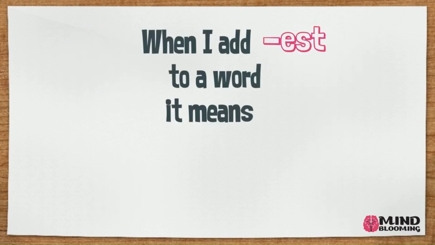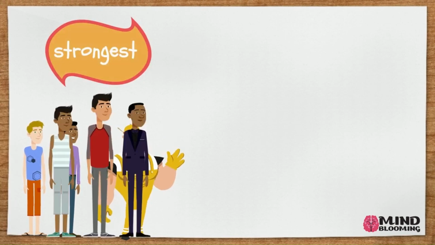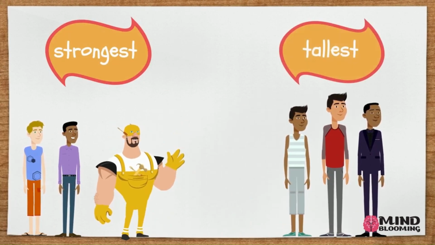Finally, when I add the suffix est to a word, it means most. For example, if I want to say this man is the most strong out of his friends, I say strongest. Or if I want to say he's the most tall out of his friends, I say tallest.